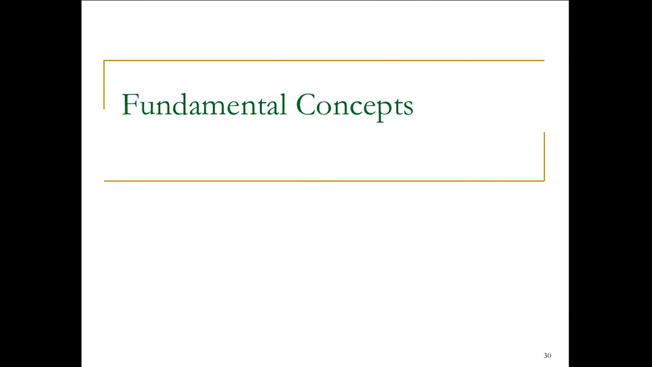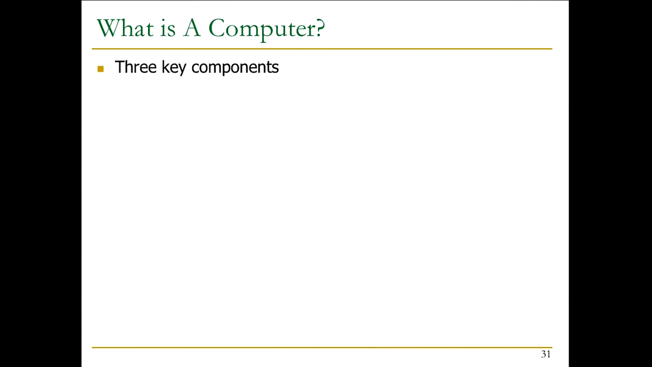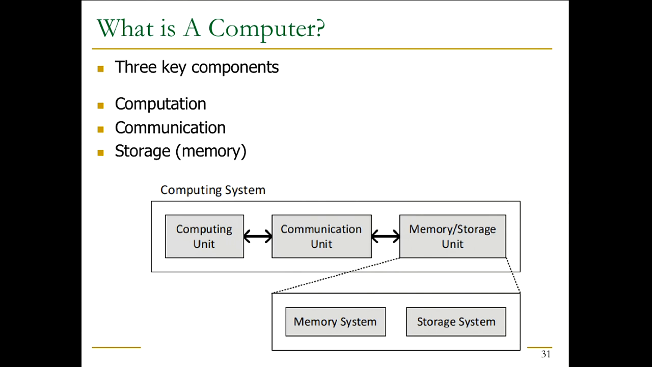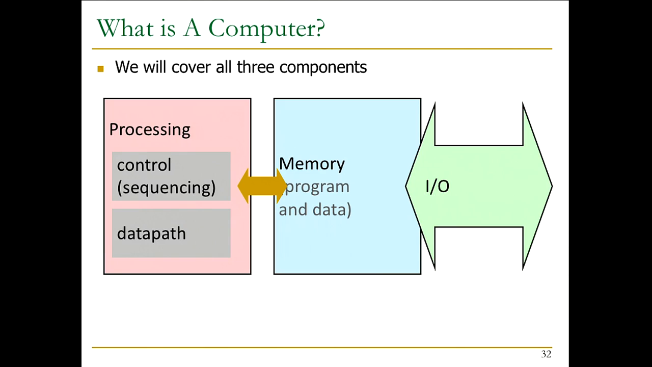So we have covered a lot of fundamental concepts in digital circuits, but we will cover some more here. I'll start with what is a computer. A computer has 3 key components, right? Computation, communication, and storage, memory. And storage and memory have been the same actually in the past, but now we have a distinction between them, which may change with emerging technologies. But basically, this is the high-level view that I like thinking about when I think of a computer, right?